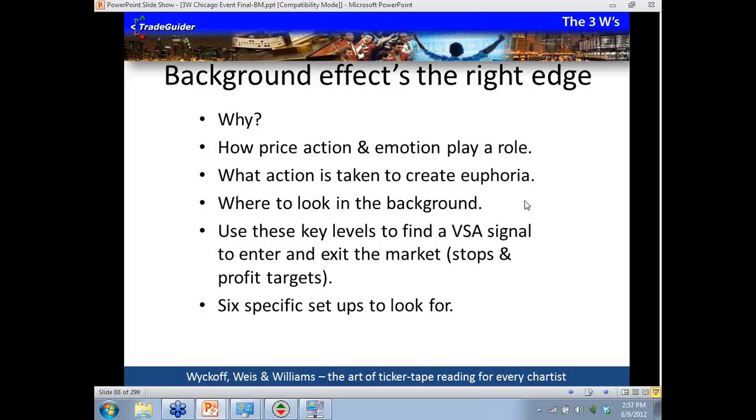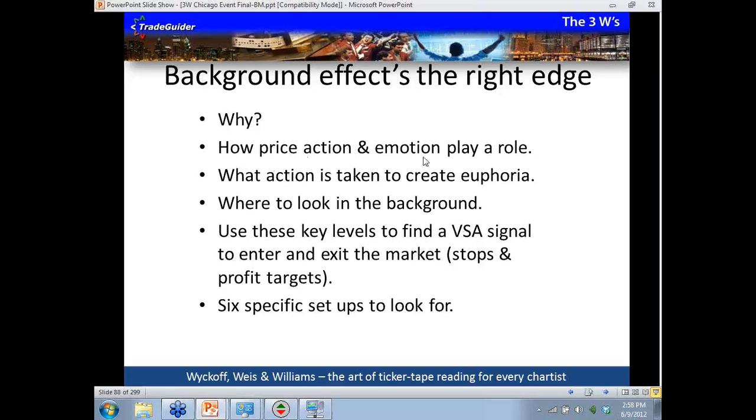Anticipate and then react, as opposed to just reacting to any little movement in the market. That's a little gambling. You don't want to do that. So the background affects the right edge. The reason it does is the main players have to investigate and find out where these blocks of orders are, or where they're all running into.